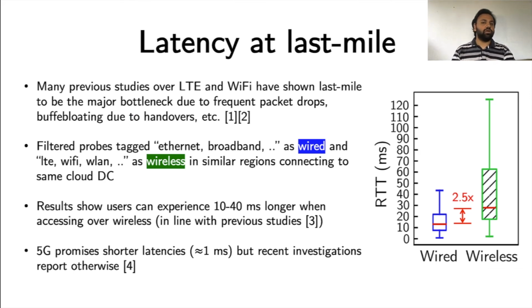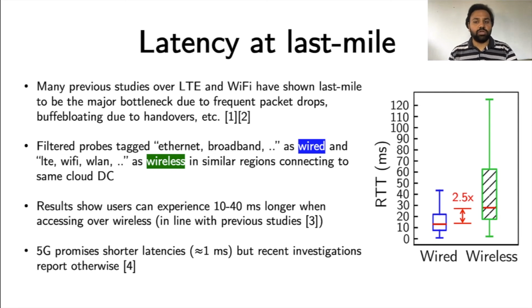Another major cause of long latency to the cloud can be the wireless last mile. Many studies in the recent past have shown that the wireless medium in both cellular and Wi-Fi is the primary bottleneck due to frequent packet drops, handovers, etc. To showcase the effect of wireless connectivity in our measurements, we filter out probes that the user tagged as using wired connections, for example, Ethernet broadband, and probes which were tagged using wireless keywords.